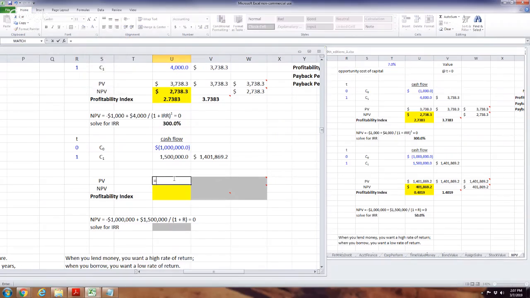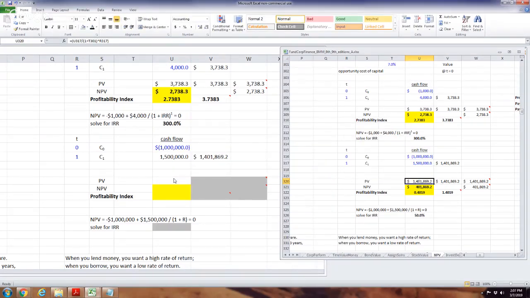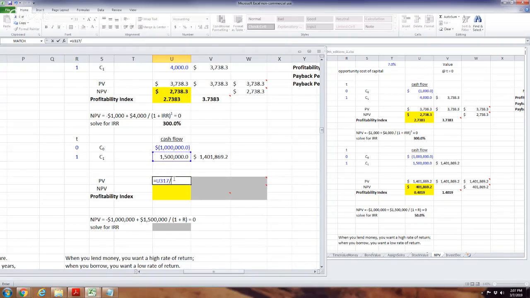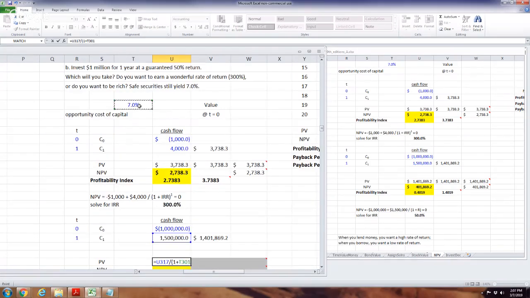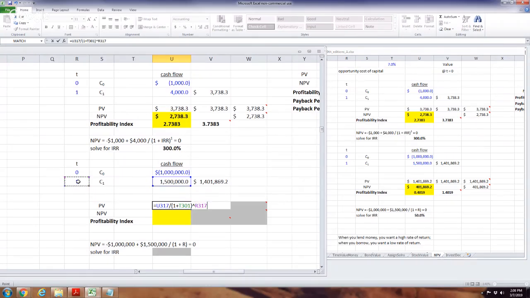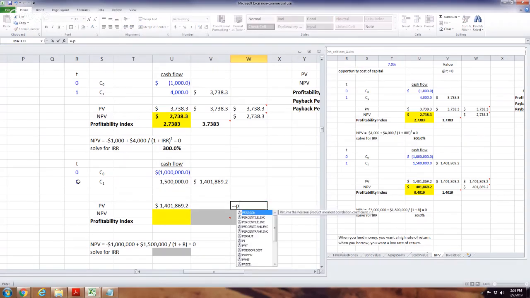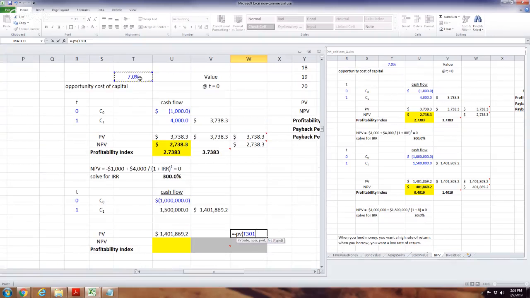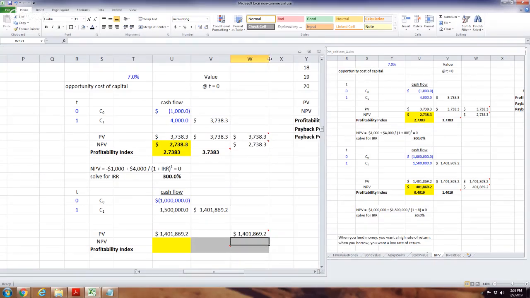So this is going to be equal to what you're getting. You're getting 1.5 here divided by 1 plus the rate, and you're a year out with that. This equals negative NPV, the rate's 7, it's a year. There's not really a payment, but then your future value is the 1.5. There's your 1.4 million again, using the Excel function, so we did all that.